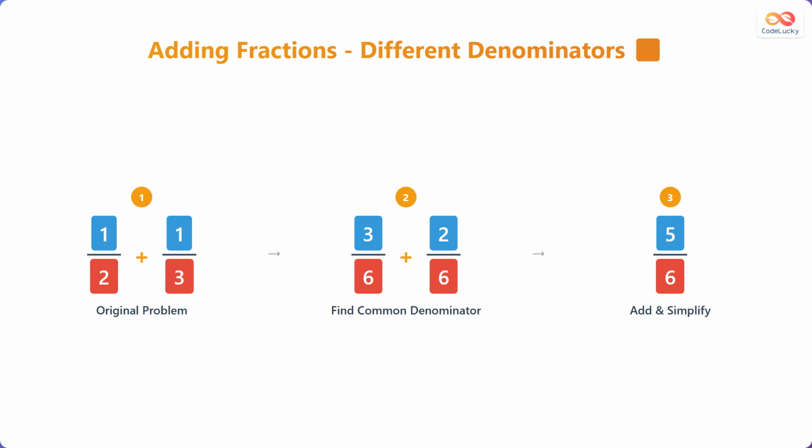For example, to add 1/2 plus 1/3, first find the common denominator, which is 6. Convert 1/2 to 3/6 and 1/3 to 2/6. Then add the numerators, 3 plus 2, which equals 5. The result is 5/6.